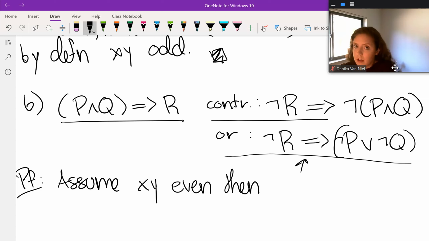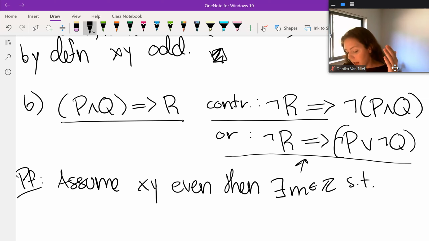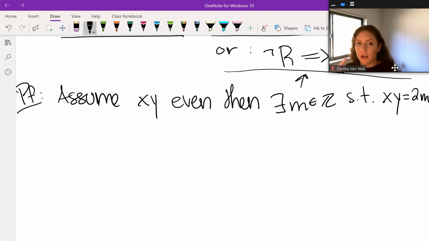So now I'm going to approach it like a direct proof. Then there exists, let's say, an m in the integers such that x times y equals 2m. Okay? Cool. Without loss of generality, we have 3 cases. One of them is odd, the other one's even. They're both odd or they're both even.